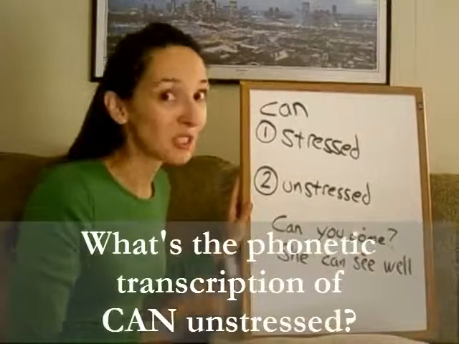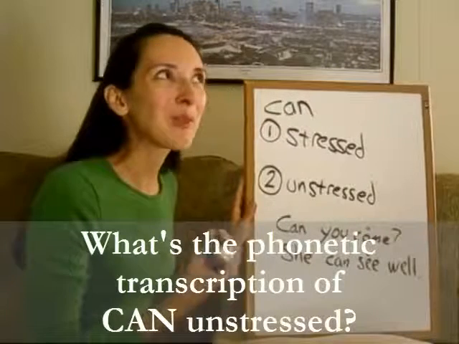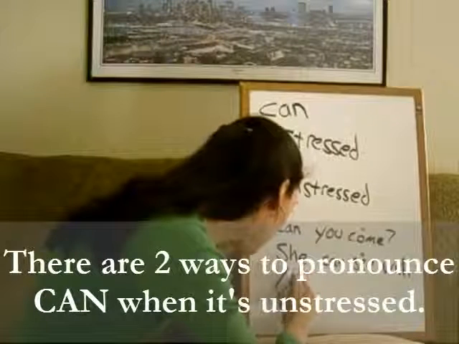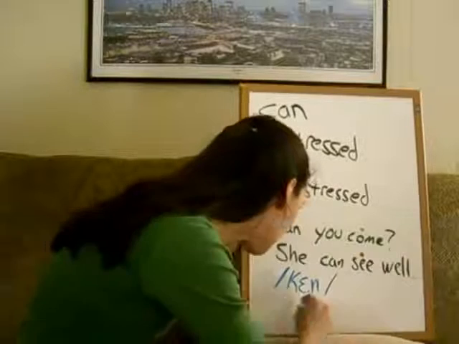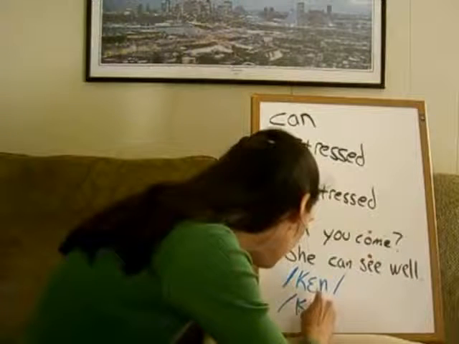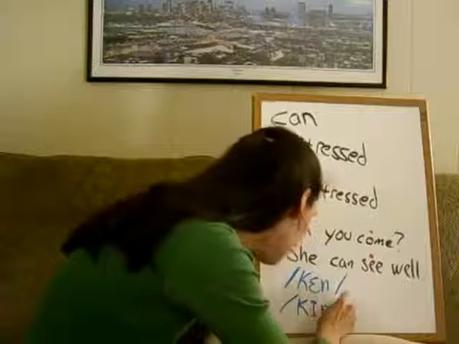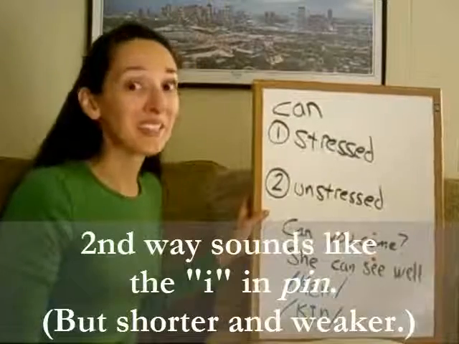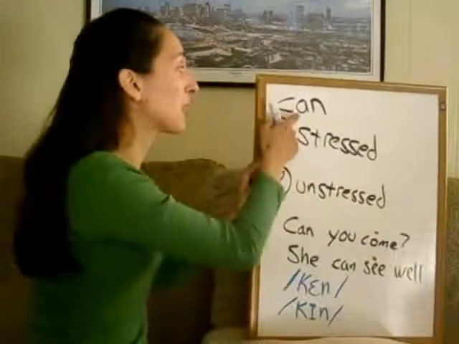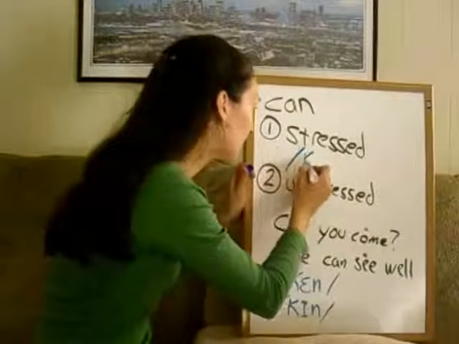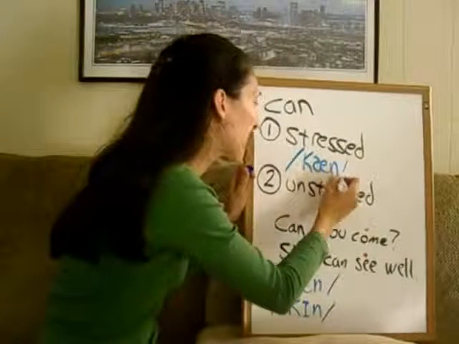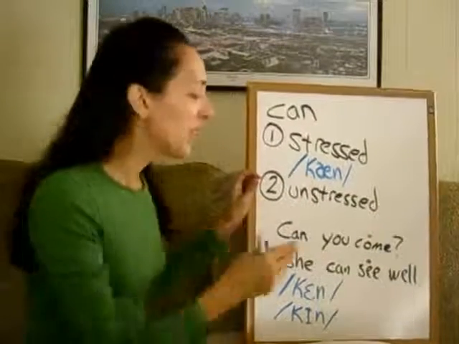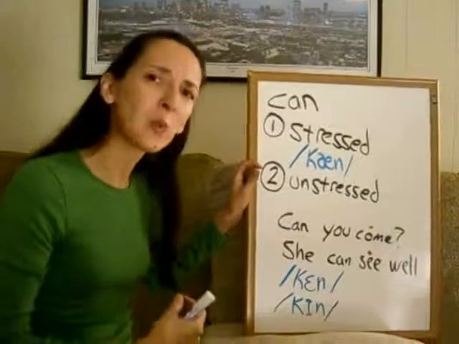What's the phonetic transcription of this shorter, unstressed pronunciation? Well, there are actually two possibilities. Let me show you. The first one is kin. The second one is kin. Remember, when we said this verb, stressed, the phonetic transcription looked like this, and I said that the vowel sound was long and strong. Now we need a vowel sound that is shorter and weaker.